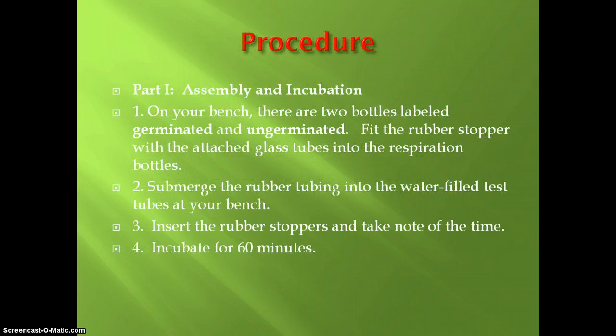Part 1. Assembly and incubation. On your bench there are 2 bottles labeled germinated and ungerminated. Fit the rubber stopper with the attached glass tubes into the respiration bottles. Then submerge the rubber tubing into the water-filled test tubes at the bench. Then plug in the rubber stoppers on the top of the tubing and take note of the time. Incubate for 60 minutes.